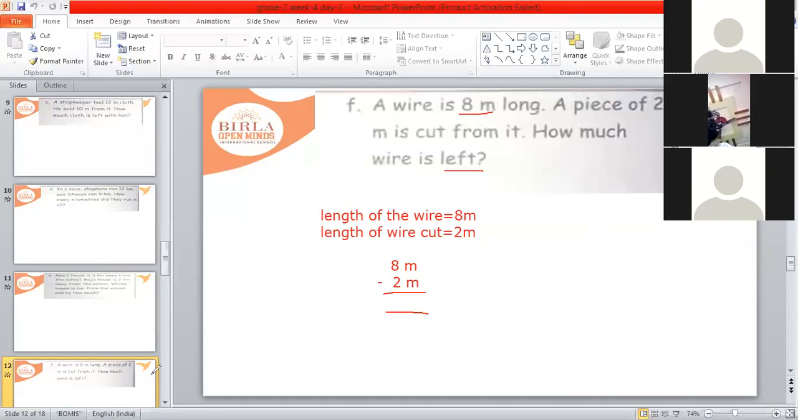Jay, please unmute yourself and tell me, 8 minus 2 how much? Jay, unmute yourself please. 8 minus 2, 6. Very good. So 8 minus 2 is 6, children. So we will write here 6 and don't forget to write this M, and this M stands for meters. So 6 meters. 6 meters of wire is left. So we'll write our last statement: length of wire left.